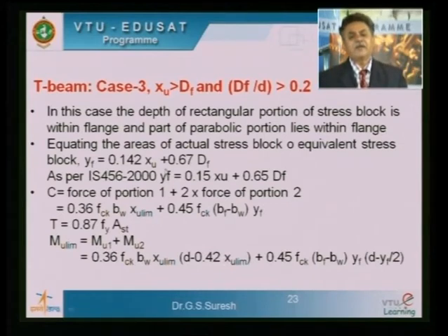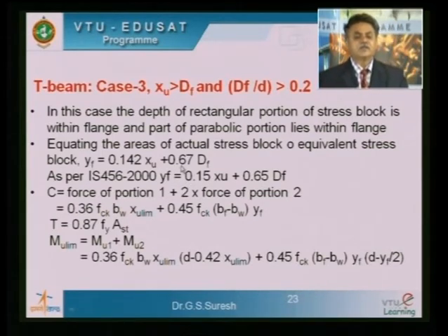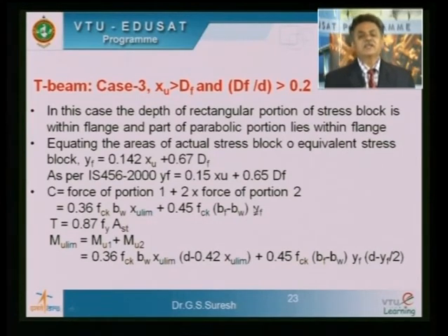All these details are given in Appendix D of IS 456-2000. You can refer to this. Actually, if you calculate, instead of 0.15 you get 0.142, and instead of 0.65 you get 0.67. With this small correction, we can calculate the compressive force from our good old formula of 0.36 FCK BW into XU lim plus 0.45 FCK (BF minus BW), this is the flange portion. Instead of DF, I have here YF. YF is the depth of the rectangular stress block.